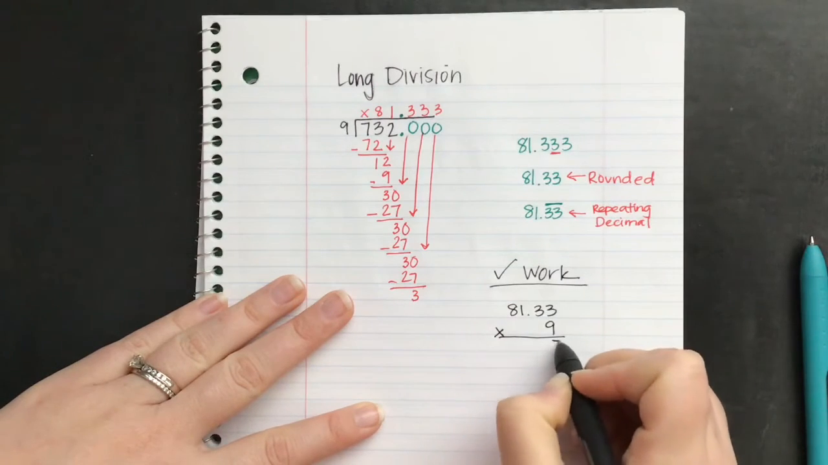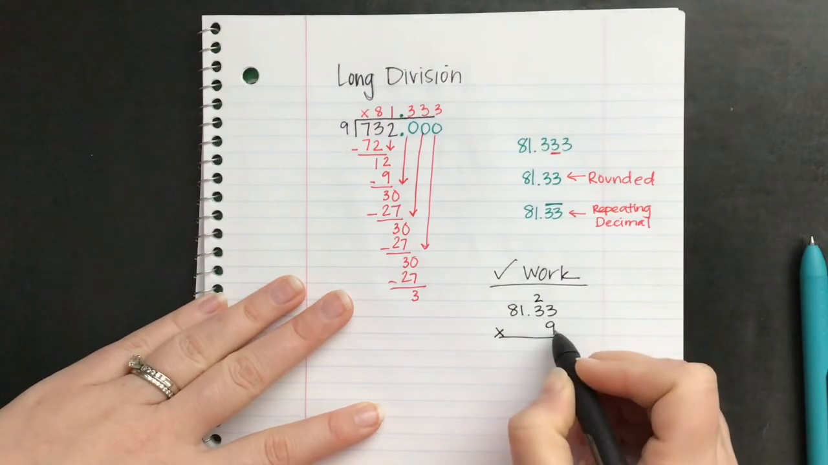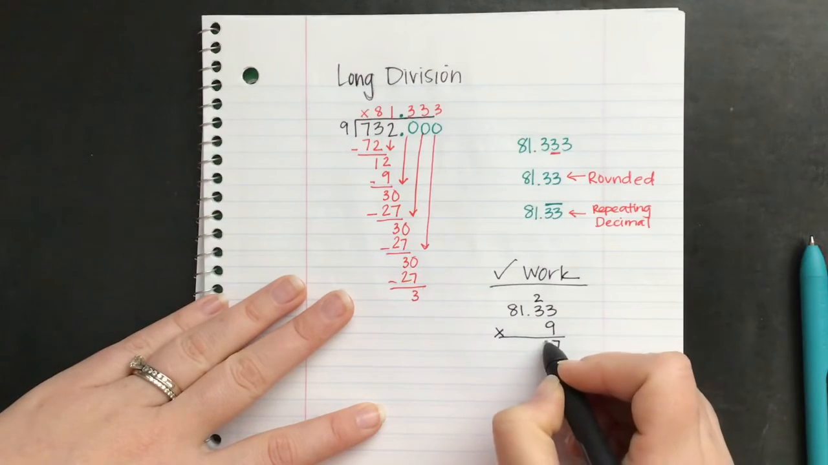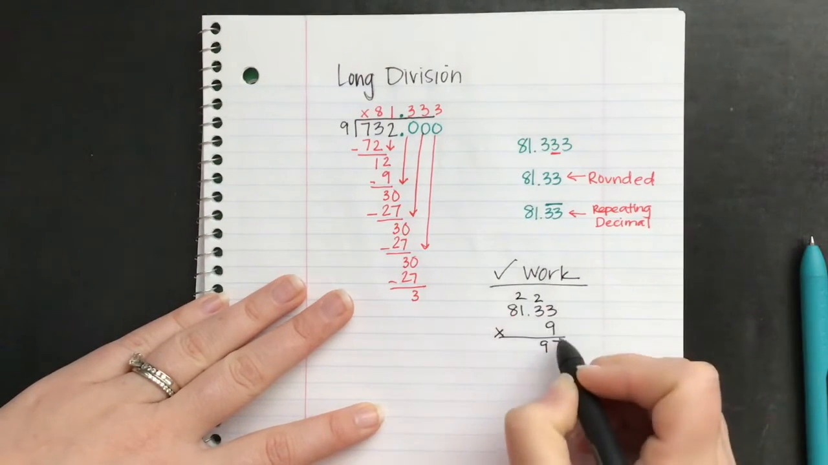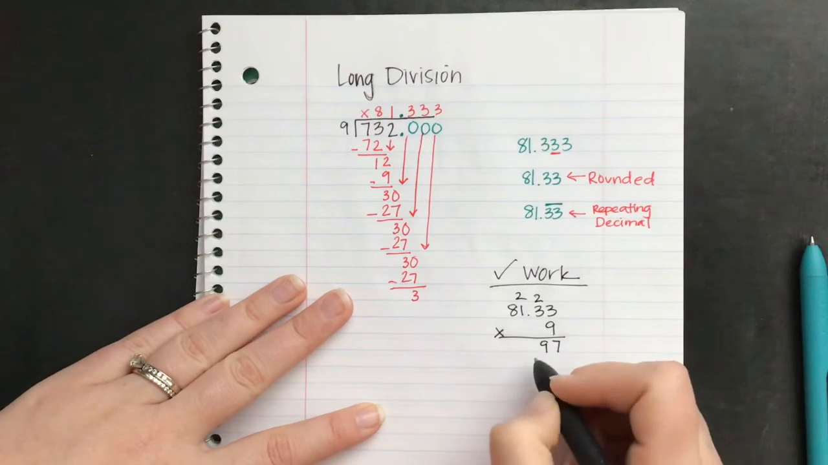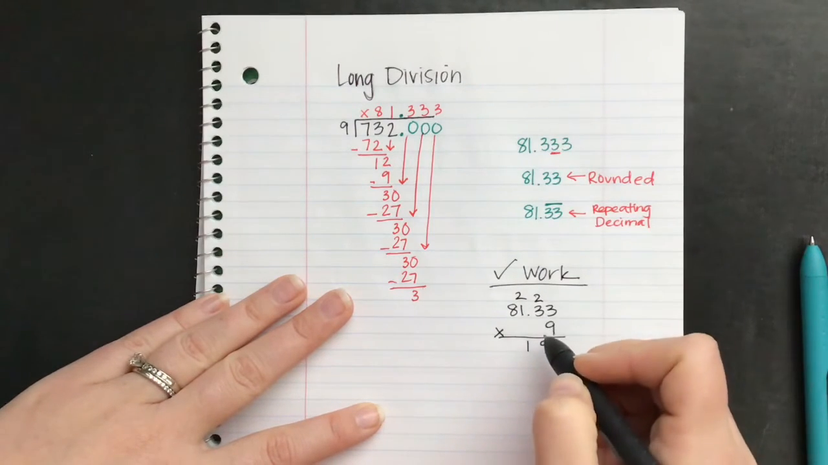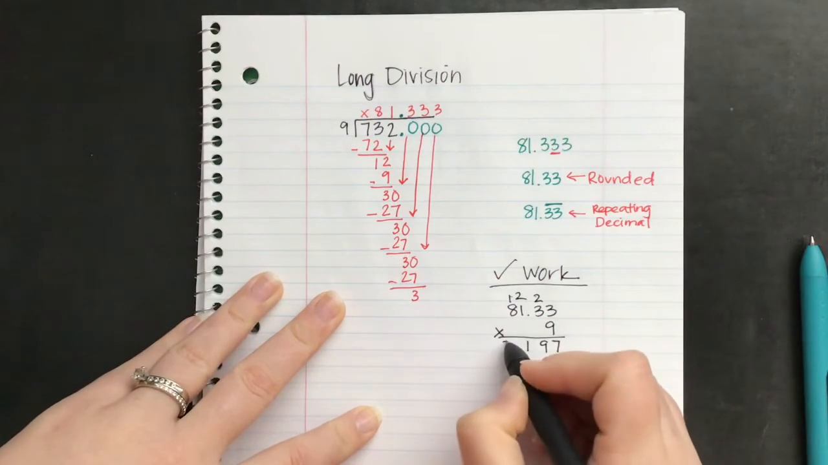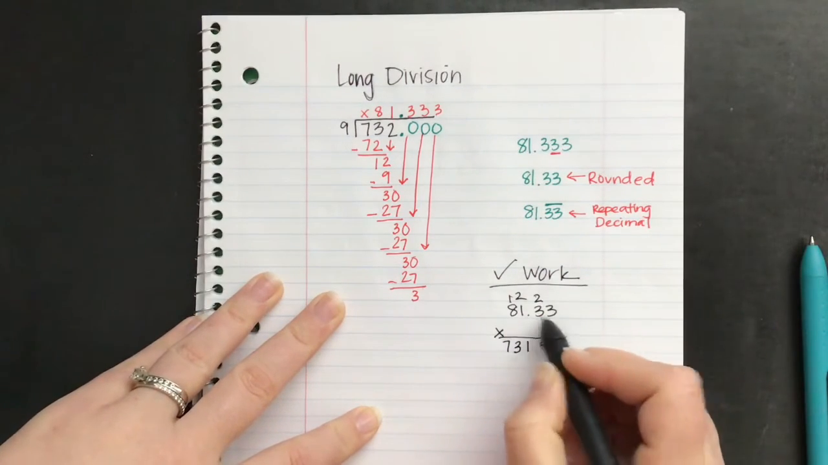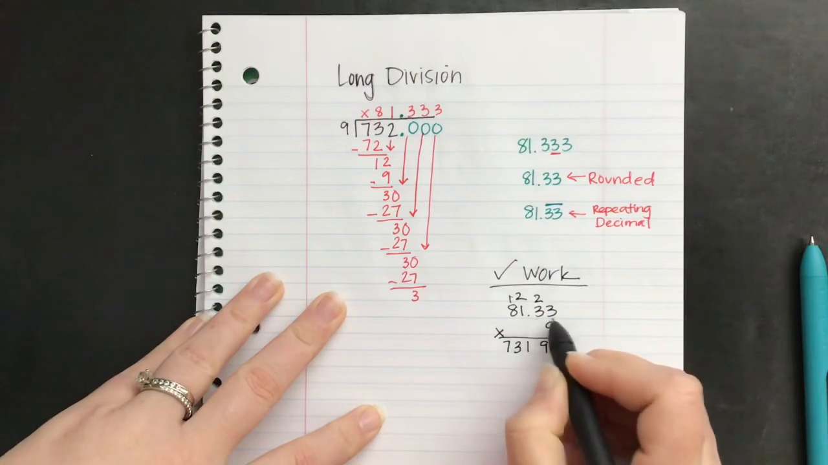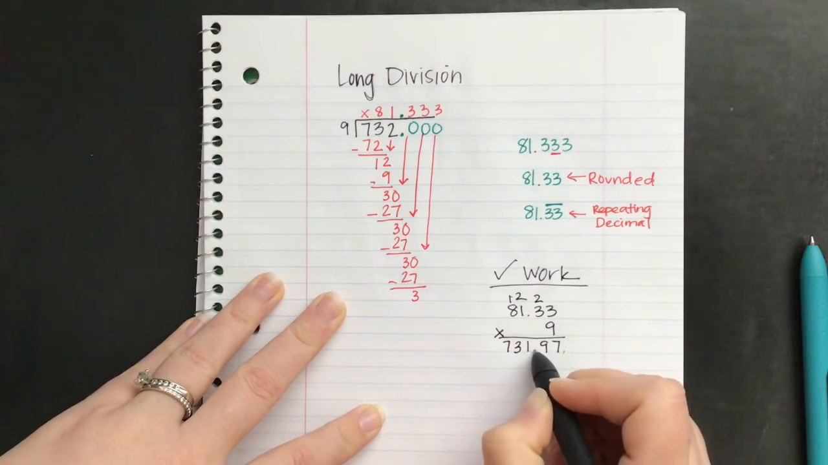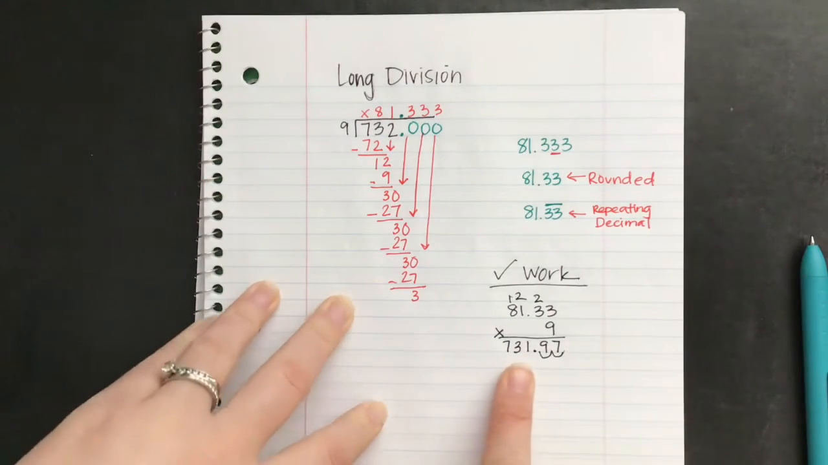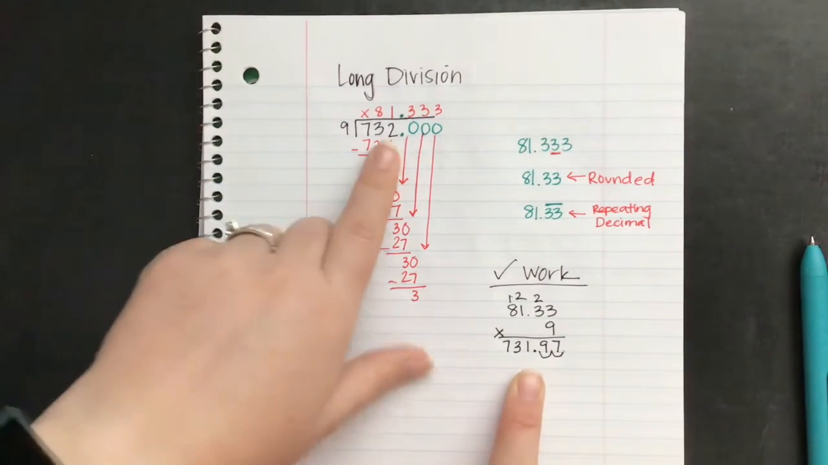3 times 9 is 27. 9 times 3 is 27, 28, 29. 9 times 1 is 9, 10, 11. 9 times 8 is 72, plus 1 is 73. Now I'd put my 2 decimals, 1, 2, so I need to move over 2 spots. Okay, now I can see my answer is 731 97/100ths.